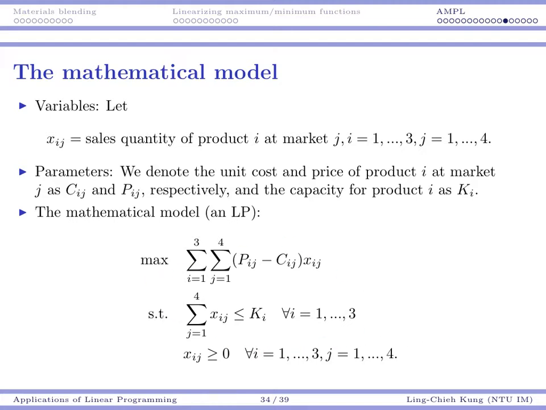I want to maximize my total profit if I sell anything by setting xij as a positive number. My unit profit or unit margin would be Pij minus Cij. I repeat that for the 12 possibilities. I have several constraints. First, I have capacity constraints. So for each product, the total amount I sell in all the markets cannot be greater than the amount I may produce. And I have non-negativity constraints. Okay, so that's the formulation.